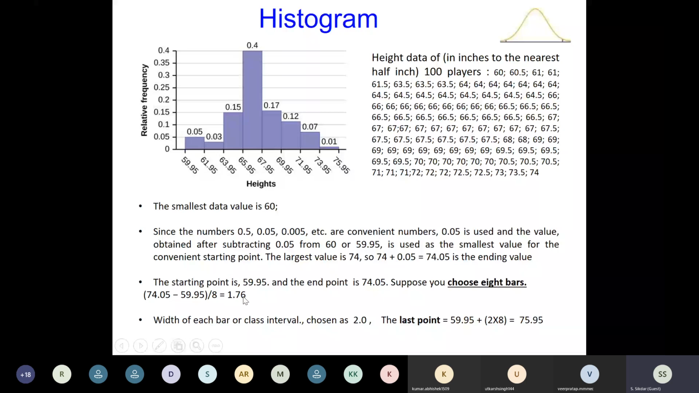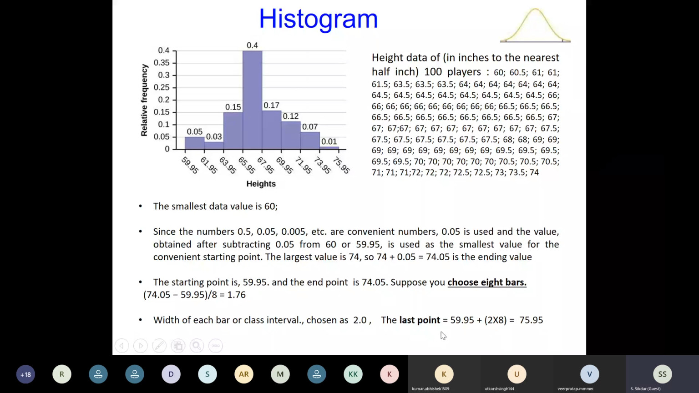Instead of 8, you could have taken 5 or 4 or 10. Accordingly, your width would have been different. Now, the width of each bar of the class interval here is chosen as 2, only for your convenience. You cannot find 1.76 on the scale, if it is given to you in a plot or anywhere.